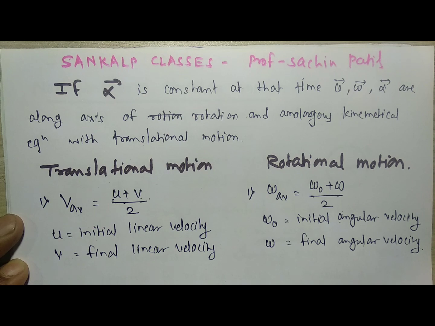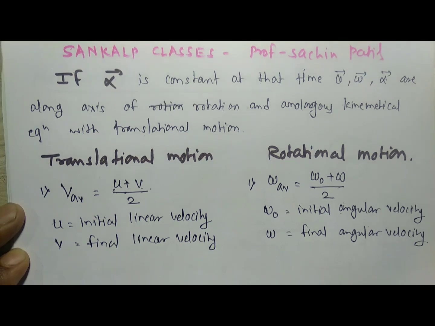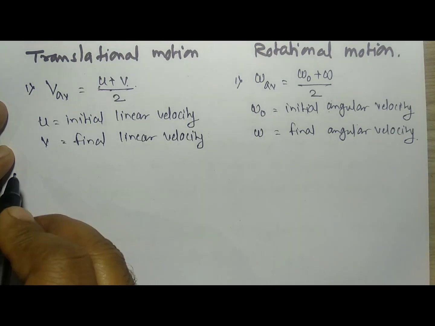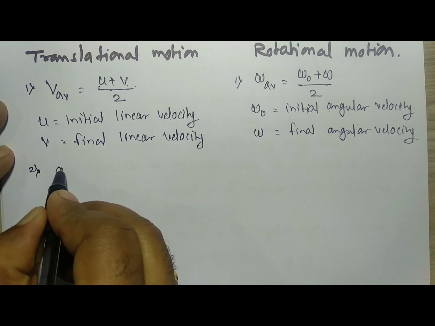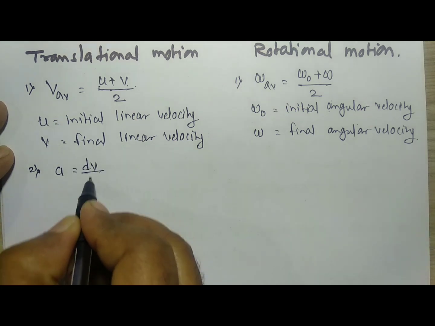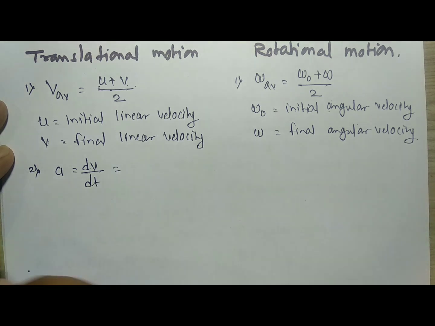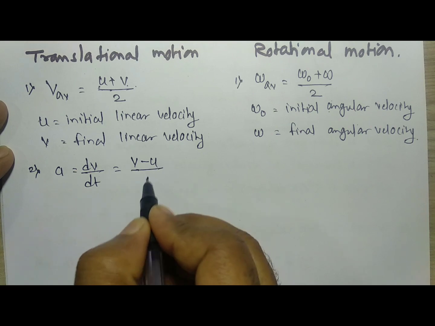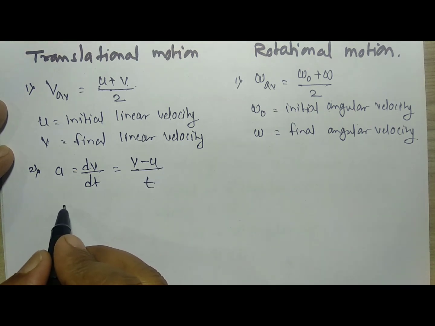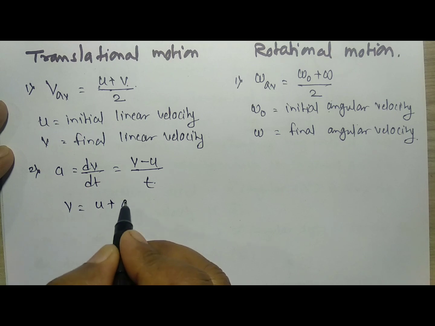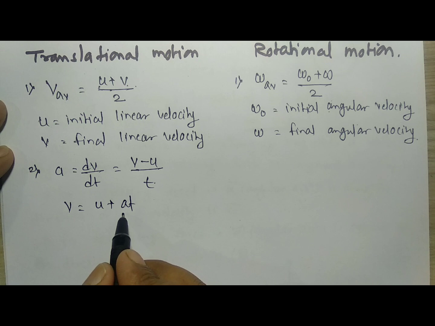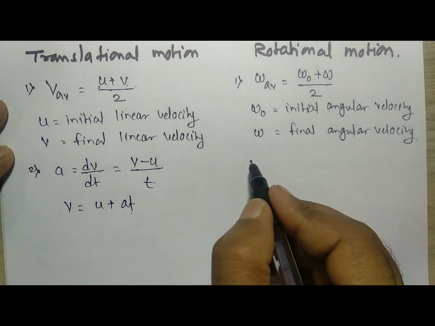Let us consider the first kinematical equation related to translational motion. Acceleration is equal to the rate of change of linear velocity with respect to time. It is nothing but the change in velocity divided by time, and therefore you will get v = u + at, where v is the final linear velocity, u is the initial linear velocity, a is the acceleration and t is the time. This is your first consideration.